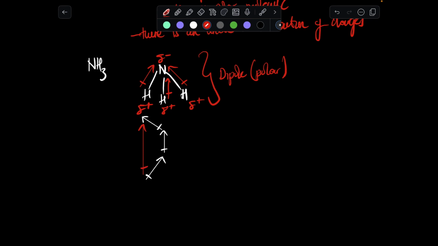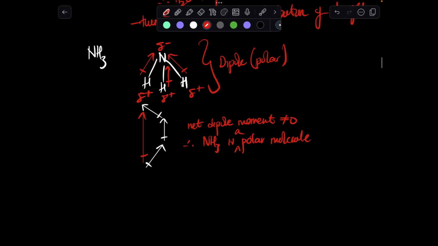right? So do you see there is a net dipole moment? The net dipole moment is not equal to zero. Therefore, the ammonia is a polar molecule, right? And also there is an uneven distribution of charge.